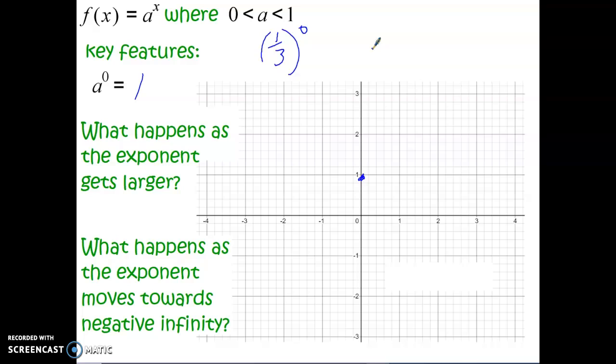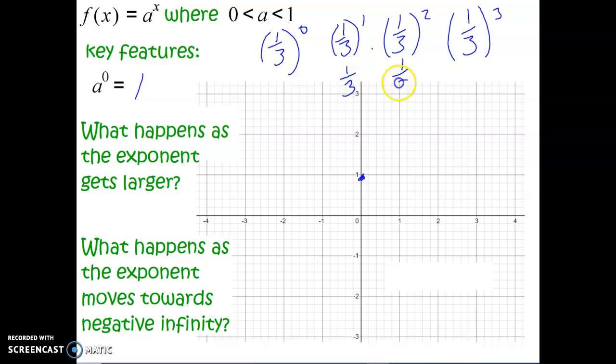But let's look at what happens as my exponent gets larger. As I go toward positive infinity, so I'm going to do 1/3 to the first, and then 1/3 to the second, and 1/3 to the third. Well, do you notice that these are the same fractions as what I got last time? So I've got 1/3, 1/9, 1/27. These are the identical fractions. It's just that this time I'm finding those numbers as I move to the right because 1/3 is less than 1. So here I've got 1/3 and 1/9 and 1/27 and 1/81, and it's going to keep going in that direction.